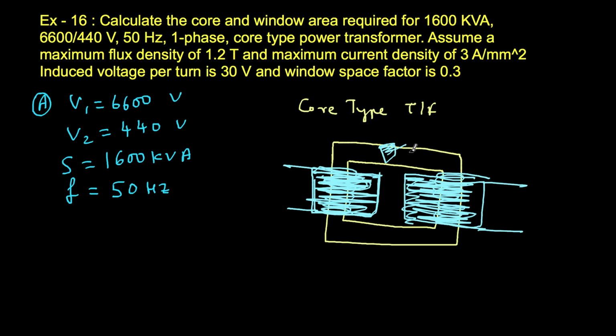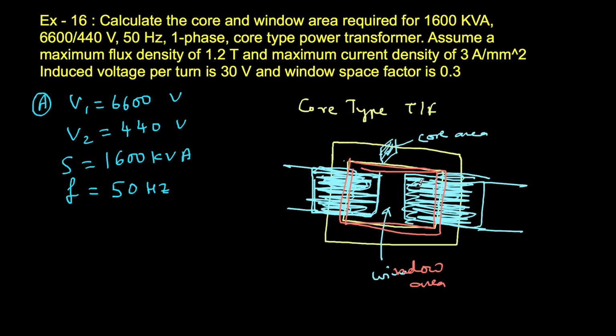So core area is this one. If I mark the cross section, this is the core area, and window area is actually this gap in between. Not this gap. This is the entire window area. So window area. I want to minimize this window area.